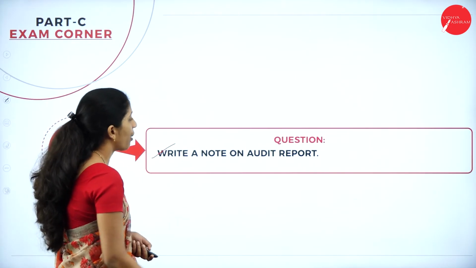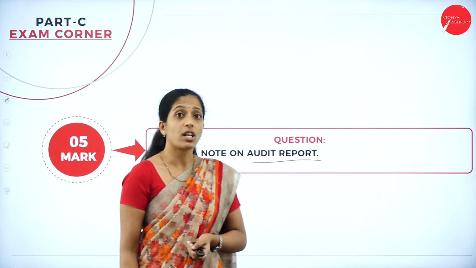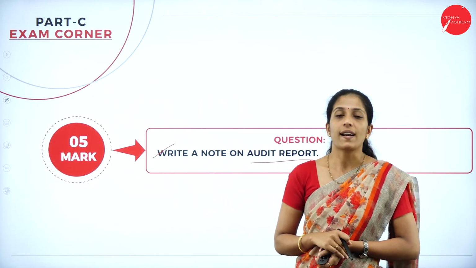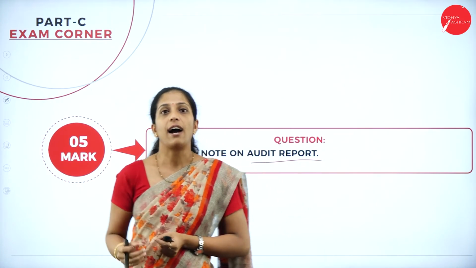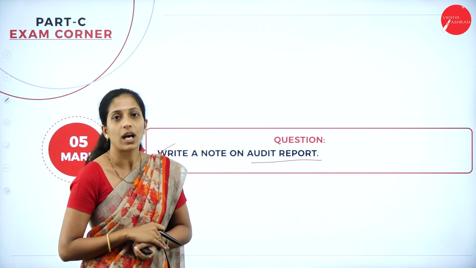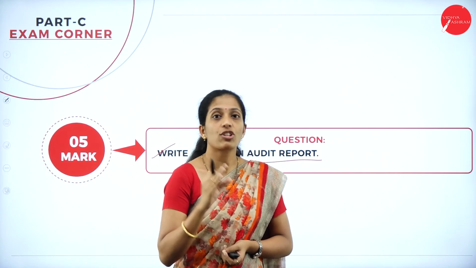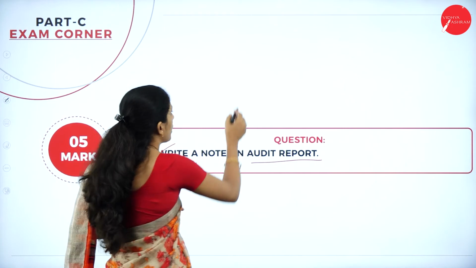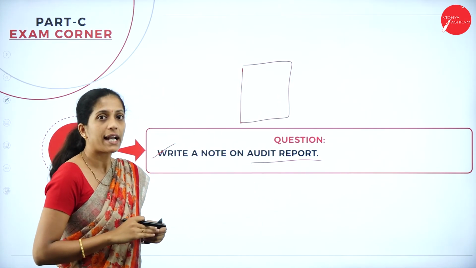Next, write a note on audit report. Now, what do you mean by audit report? Of course, the person who verifies or examines the books of account is called an auditor, right? After the process of auditing, after examining the books of account, he has to give the findings to the organization. He has to give the opinion about the financial statement of the organization in the form of a report, which he submits to the organization. What is that called?